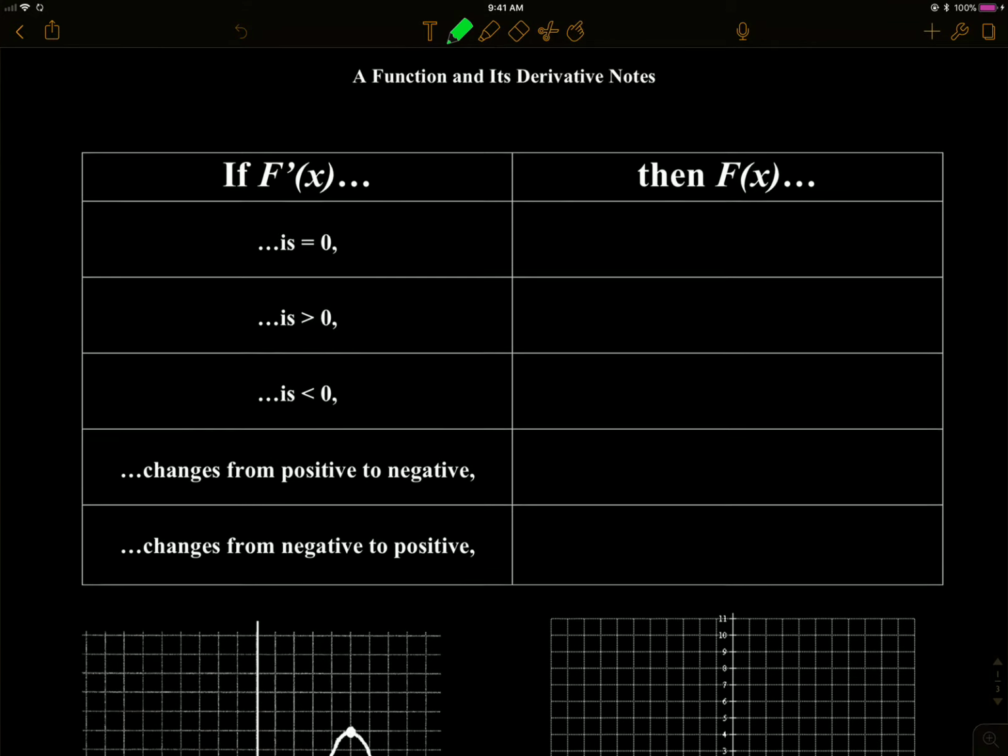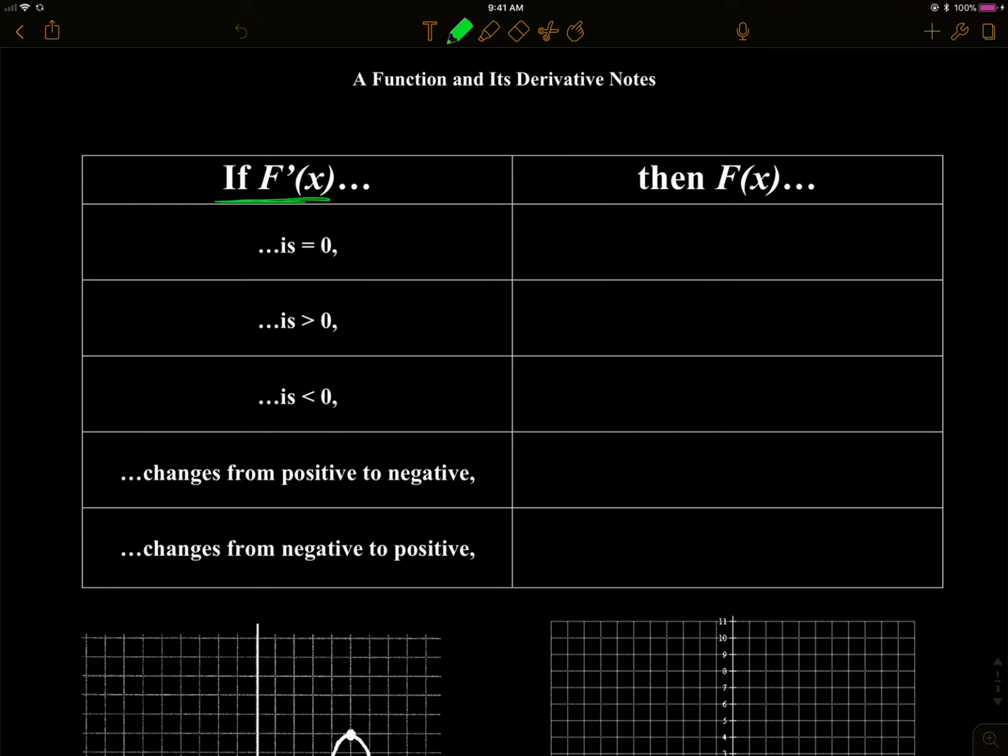So the main idea today, we're going to look at the derivative and then f of x as well, the function and its derivative. And we're going to look at the graph of f prime of x now. So that can get a little confusing, right?